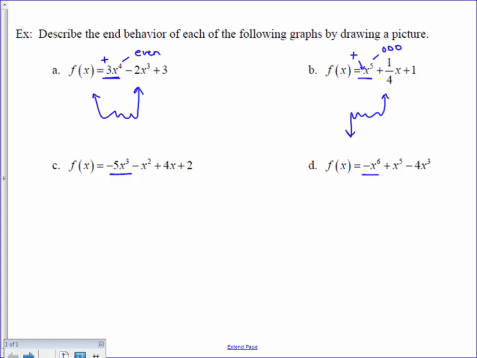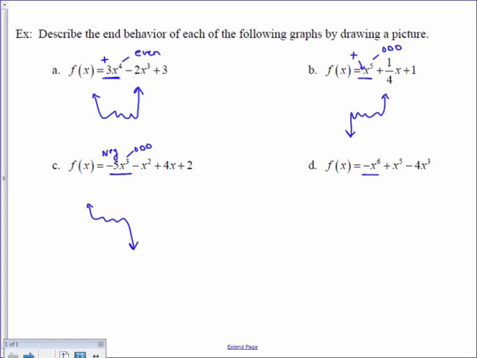The next one, we notice that we have an odd exponent here, and we have a negative number in the front. Okay, it being odd means that the ends go in different directions. It being negative in front means that the left-hand side is the one that goes up, and then the other end goes down.